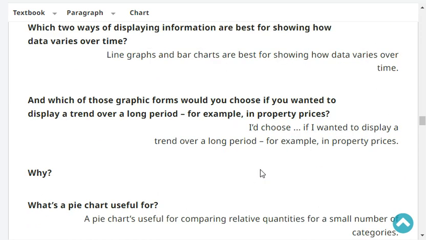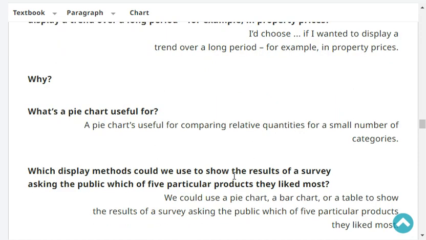And which of those graph forms would you choose if you wanted to display a trend over a long period, for example, in property prices? I choose line graph if I wanted to display a trend over a long period, for example, in property prices. Why do you think so?